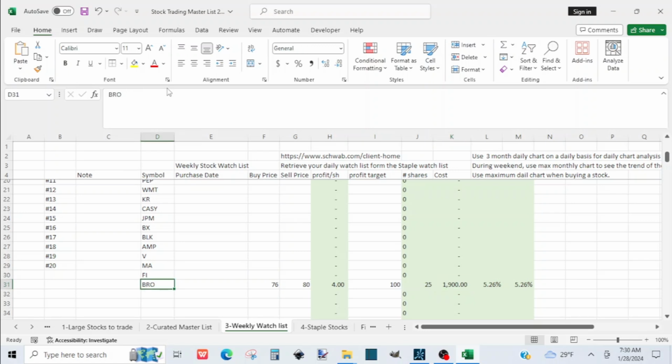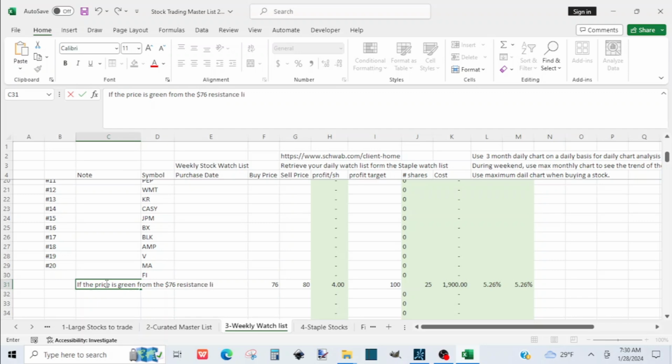So I'm going to put this on the red, and I can make a note for myself that if the price is green from the 76 resistance line, buy. I can put the dates and put that note here so that I know it's not an old note. Okay.